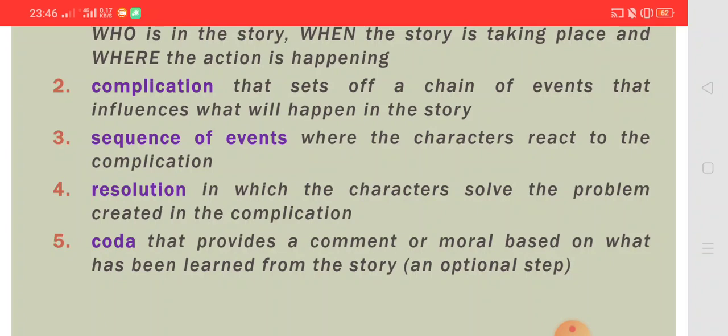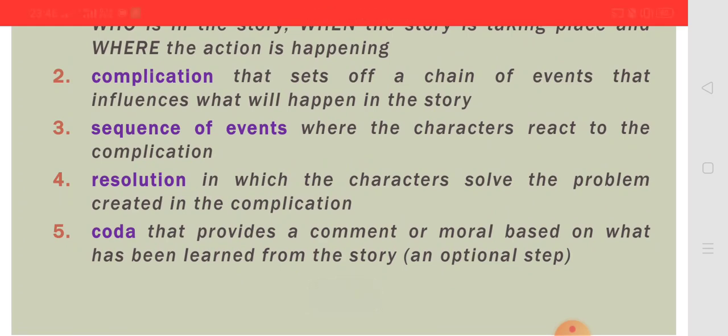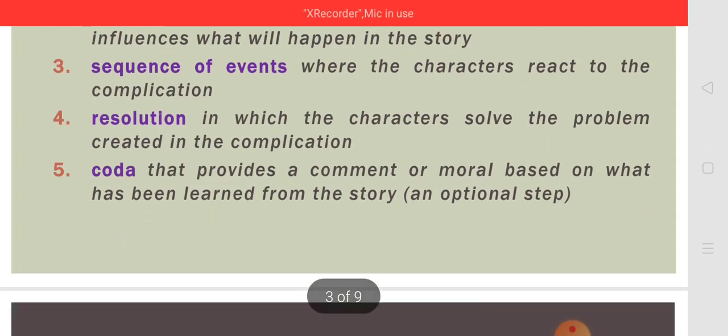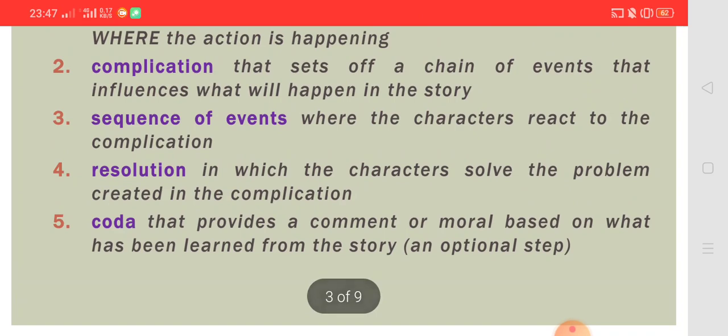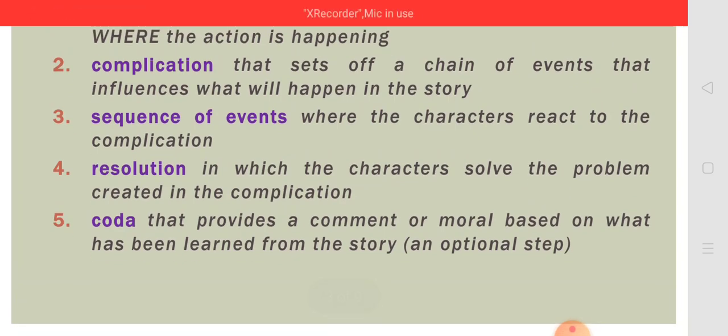Next is complication. Complication is about the main point of the story or the problems that come in the story. It can be called also the problem starts to happen in a narrative text. Next is sequence of events. So there are some events or some problems or some stories in narrative text or short stories.